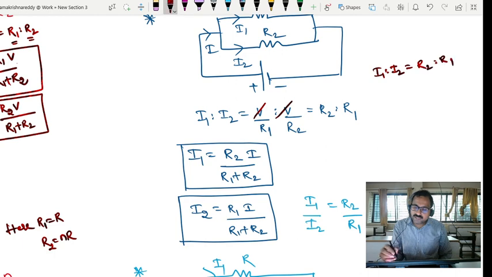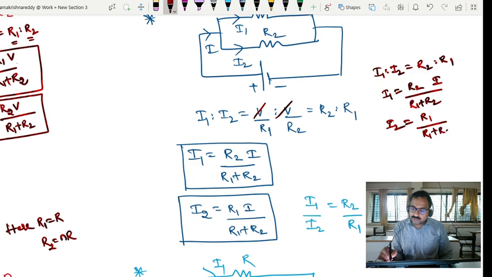How can we calculate I1? What is the share of that? R2 divided by total parts into total current. I2 is equal to, now what we can write, the share of that one? R1 divided by total parts into total current. What is the share of the second one? R1 only, divided by total parts into total current.